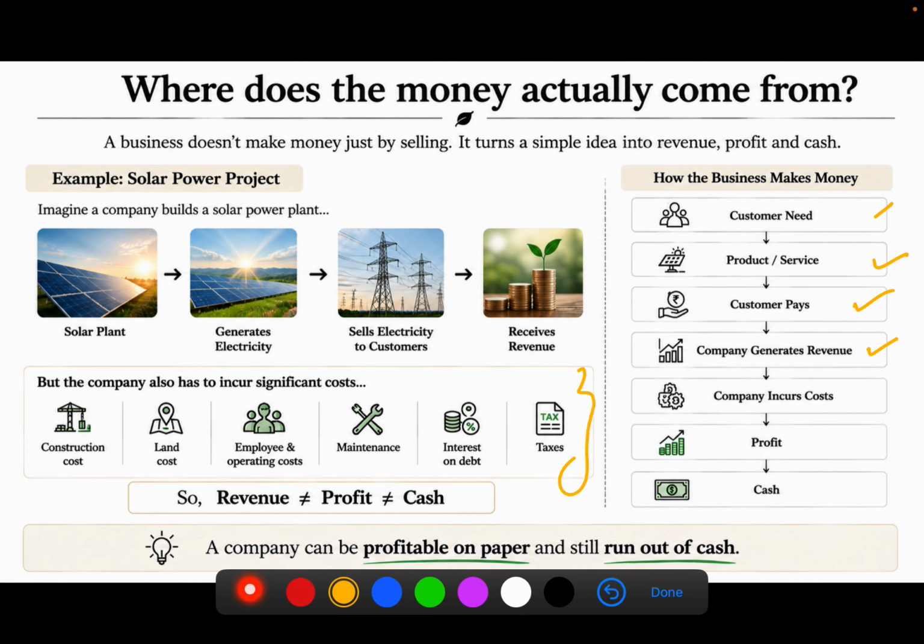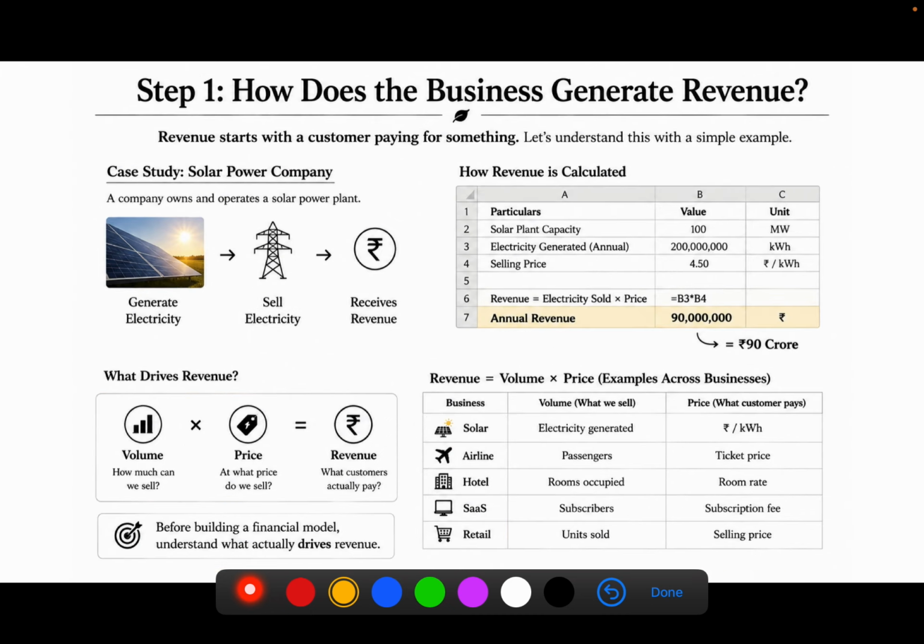on debt, or taxes. So there are three numbers we need to keep separate: revenue, profit, and cash. They are not the same thing, and that's an important idea to remember throughout this video, that revenue is not equal to profit, which is not equal to cash. So let's start at the first stage. How does the business actually generate revenue?